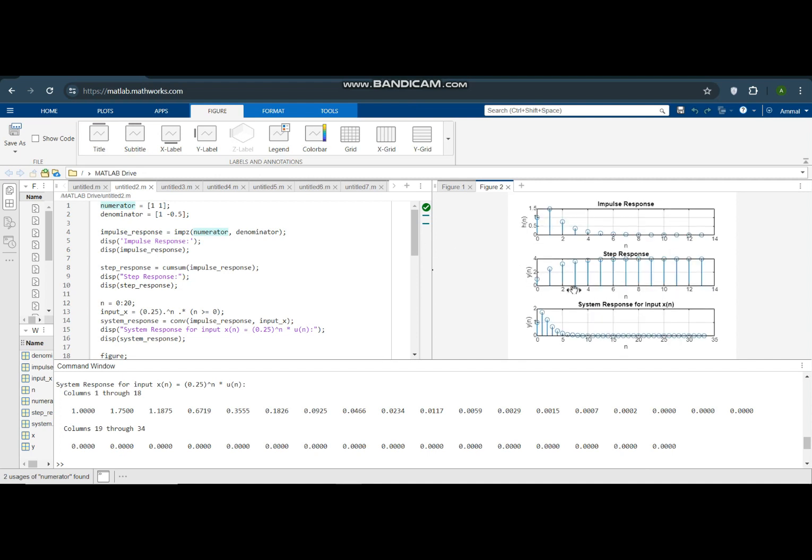Here we can see the results are displayed in three subplots: the impulse response, the step response, and the system response to the input signal, visually illustrating the system's behavior in the time domain.